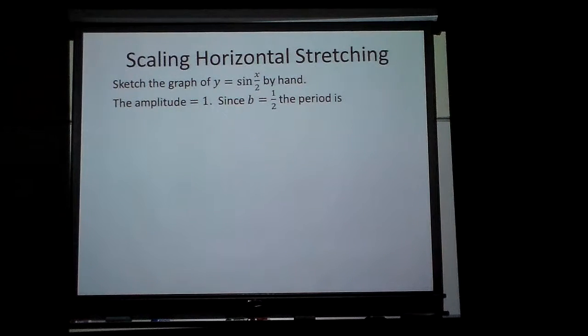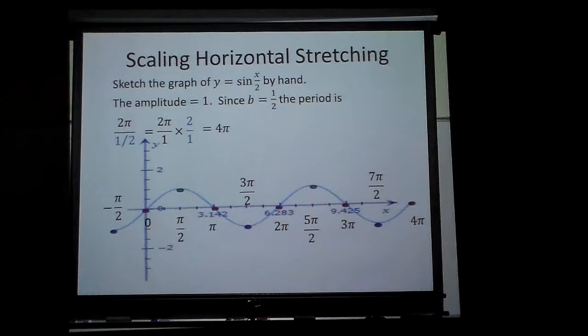The amplitude is 1, and the period b is 1/2, right? So the first thing to do is find the period. And if you were paying attention and saw one of the earlier videos, we already know that would be 2 pi divided by 1/2, or when you multiply by the reciprocal, it would be 2 pi times 2 over 1, meaning it is 4 pi.